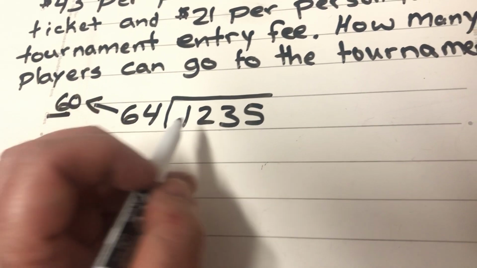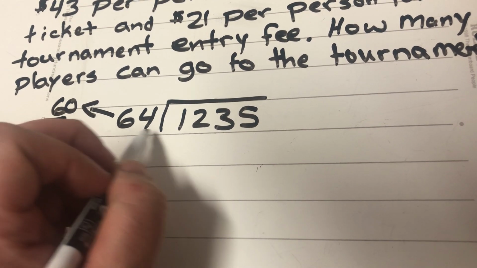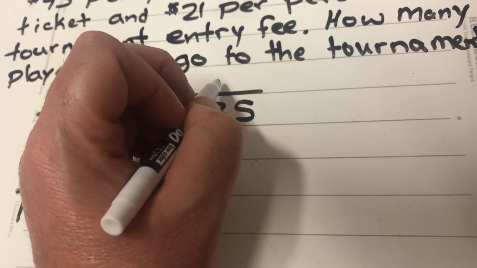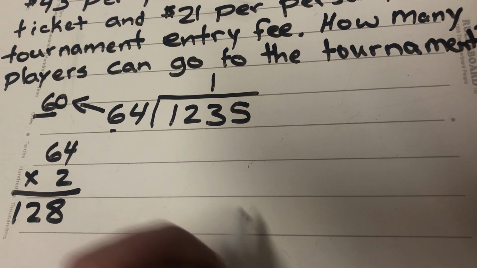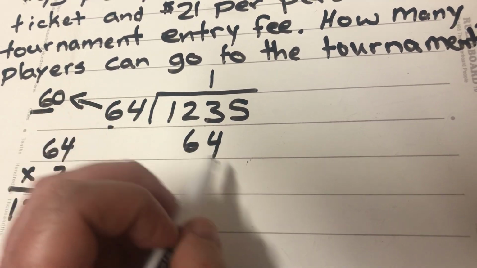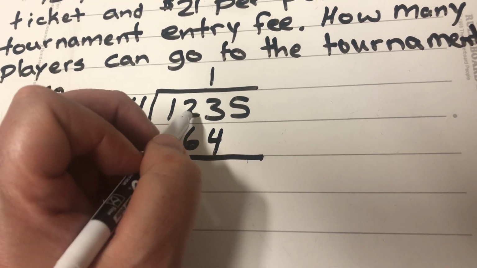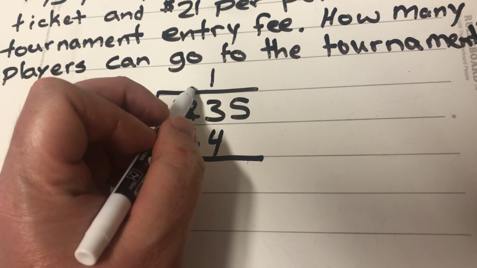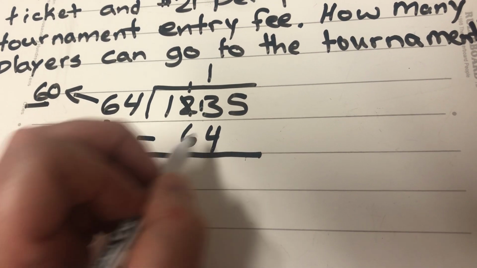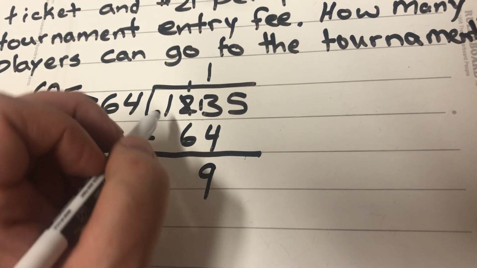So without really even doing any calculations, I know that 64 can't go into 1. I know it can't go into 12. And apparently it can go into 123 one time. I know that 1 times 64 is 64. I can't do 3 minus 4, so I borrow from the 2. I make it a 1. I make the 3 a 13. 13 minus 4 is 9.